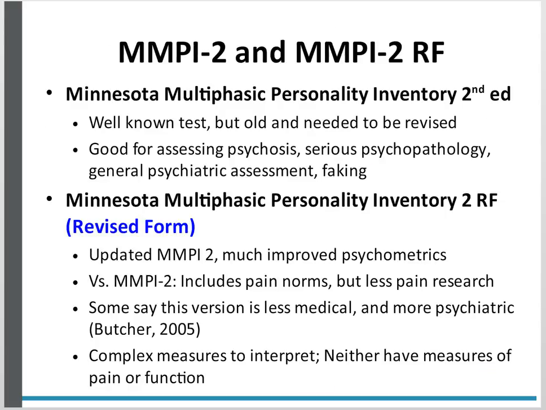The MMPI is one of the best-known psychological tests. What is less well known is that there are now two versions of it, the MMPI-2 and MMPI-2 RF. The names sound very similar, but they're actually quite different tests. The RF stands for restructured form, but it's the newer one. The MMPI-2 is a very well-known test, but it was old and needed to be revised. But even so, it remains quite popular. Both MMPI tests are good for assessing serious psychopathology, personality, and general psychiatric assessment. They're both complicated tests, producing up to 100 scores to consider.